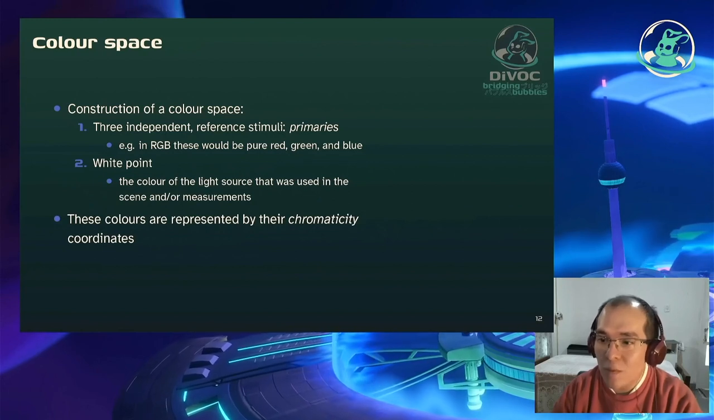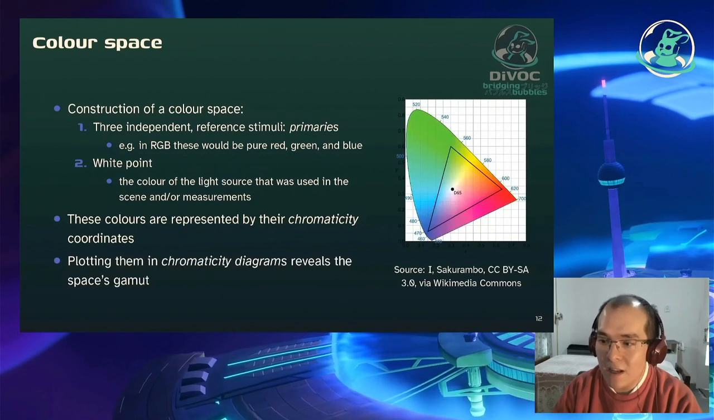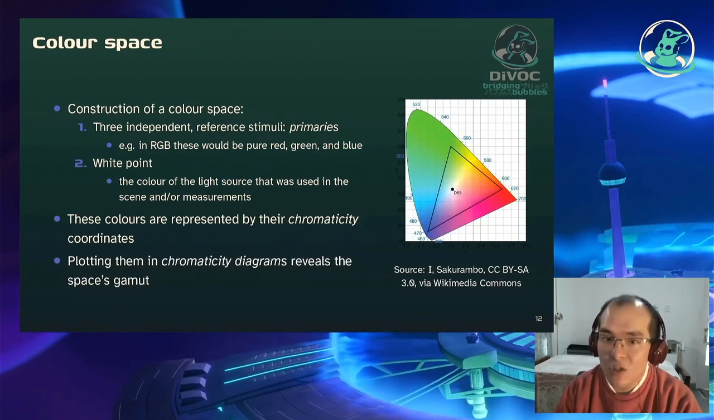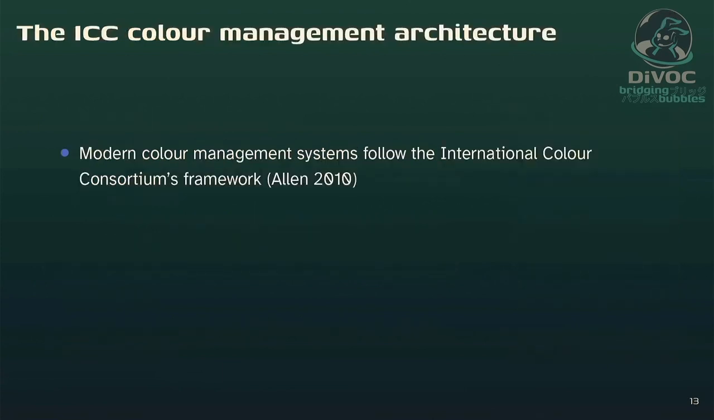These colors are represented by what we call chromaticity coordinates. And if we plot this in a chromaticity diagram, the triangle that is formed reveals the space gamut. For instance, the sample that we have on the right is the gamut of the ICtCp profile, according to one of the specific units that we will see in the third section.